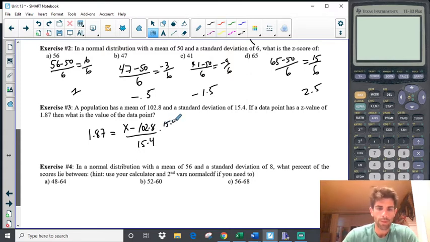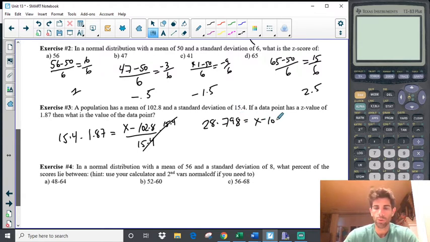We'll multiply by the denominator to get rid of it. Then we have 28.798 equals x minus 102.8. Add 102.8 to both sides, and you get 131.598.